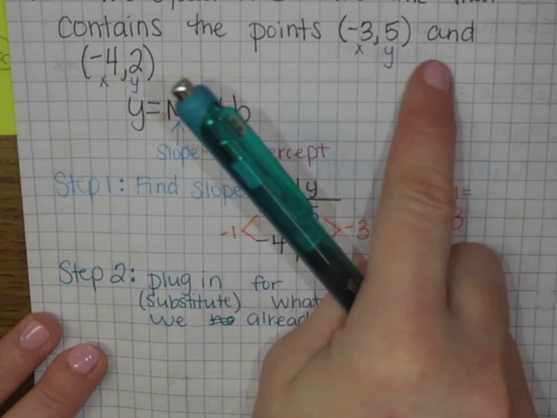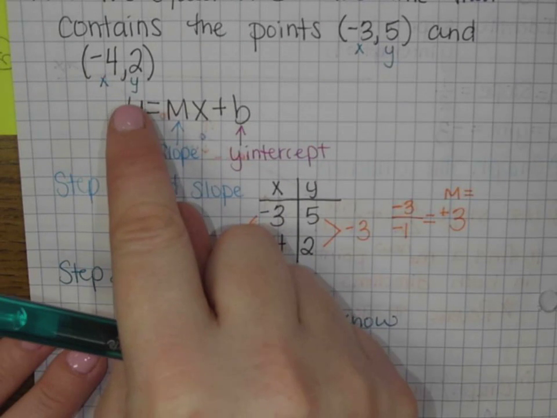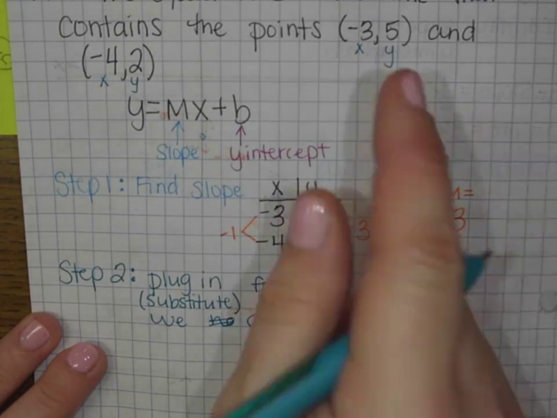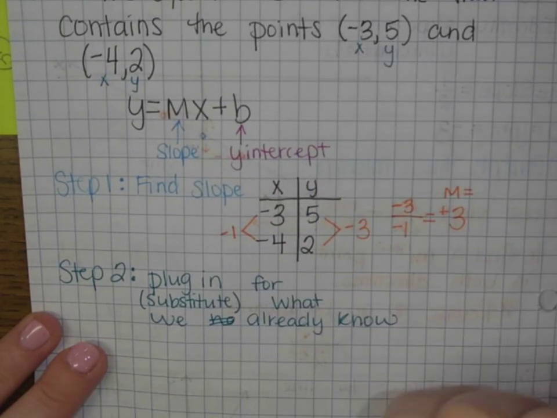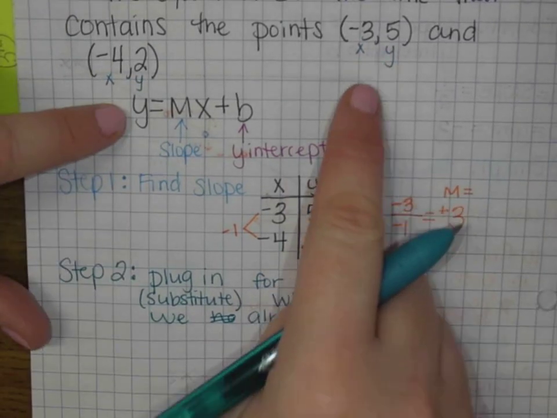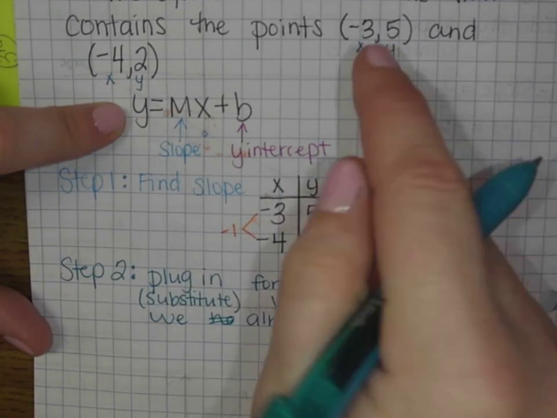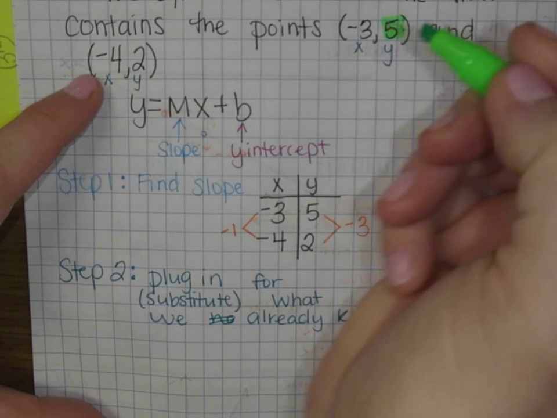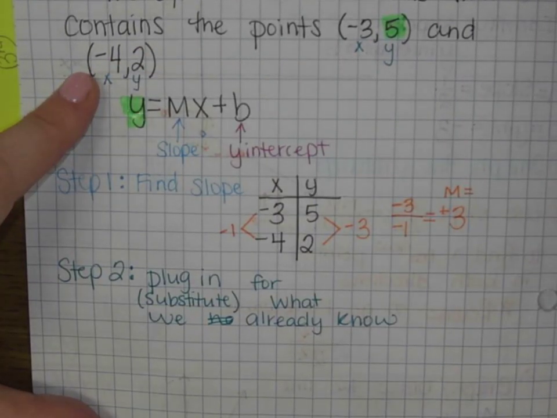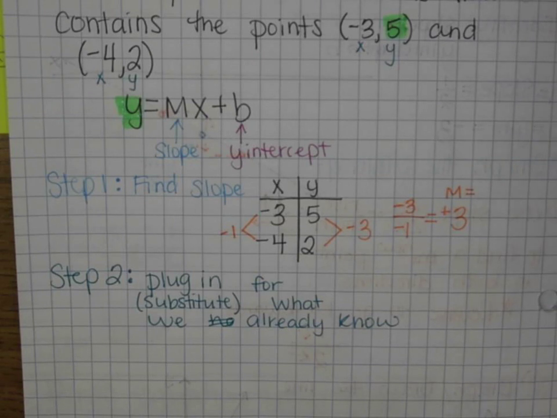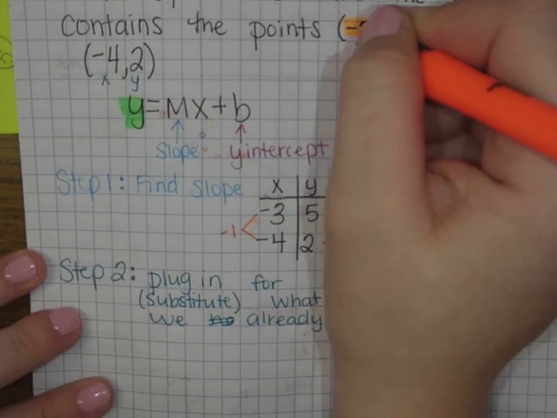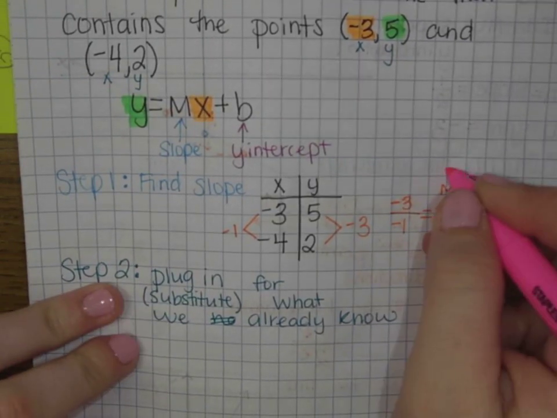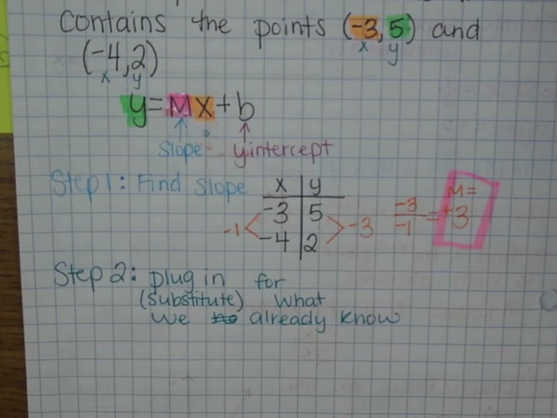You can use either point. I just suggest you use the one that looks more simple to you. Really both of them have one negative. I'm going to use 5 just because that's what I feel like using. So I'm going to plug in for what we know. This is the y value, so I'm going to plug it in for the y value. This is the x value, so I'm going to plug it into the equation for x. And then this is our slope, so I'm going to plug it in for our slope.